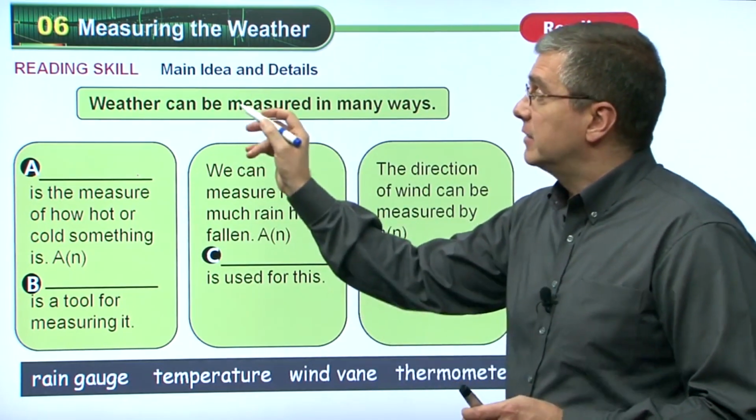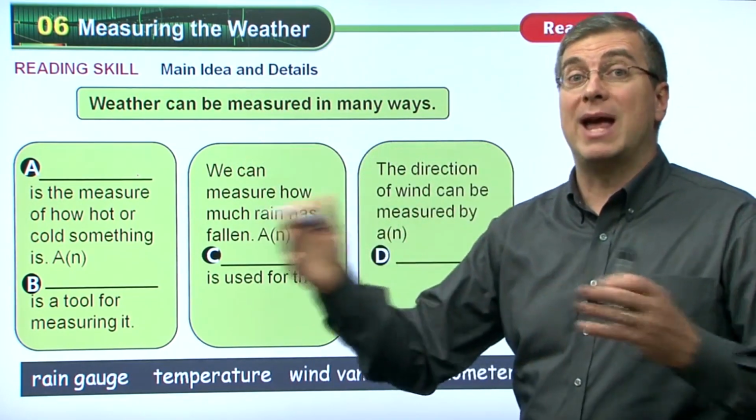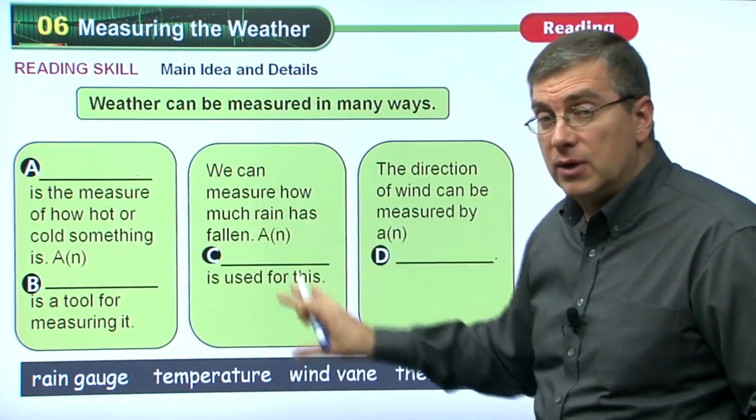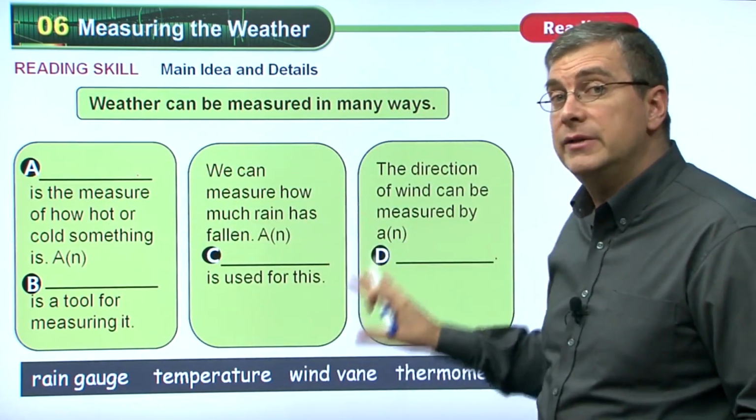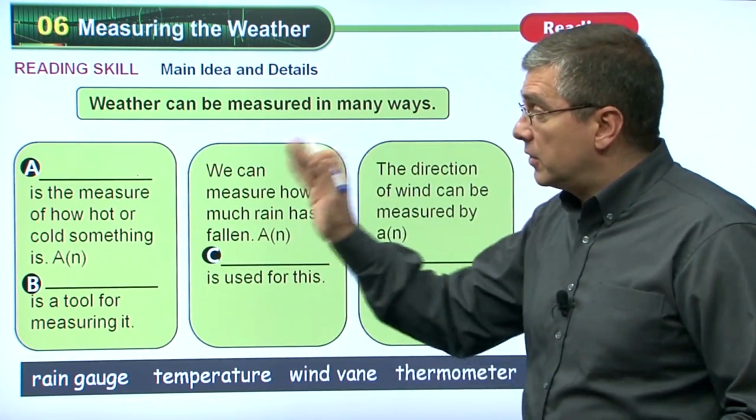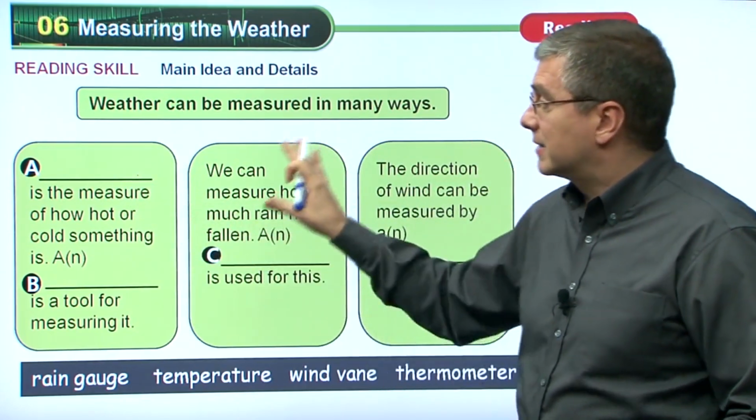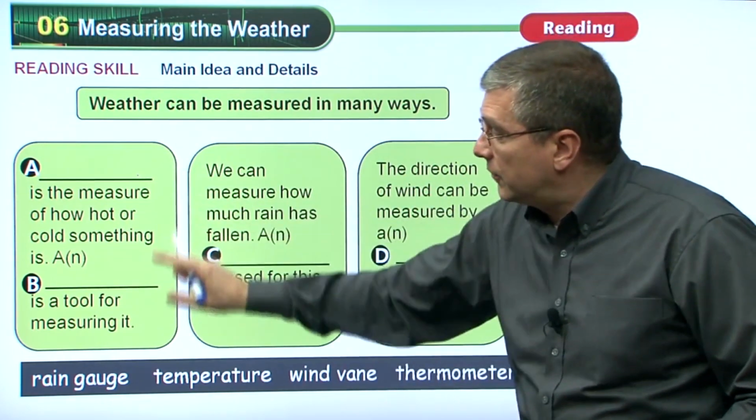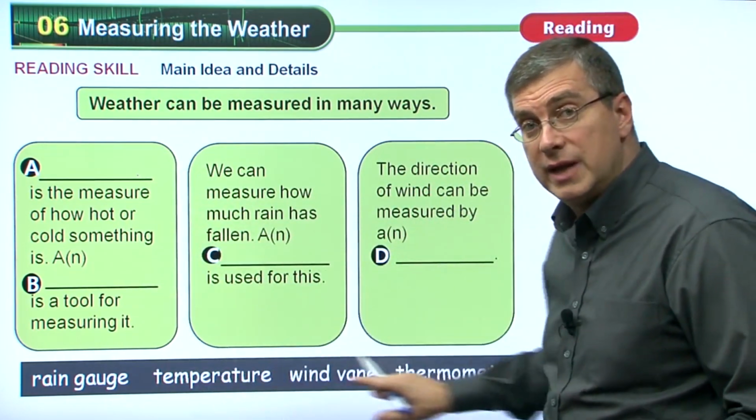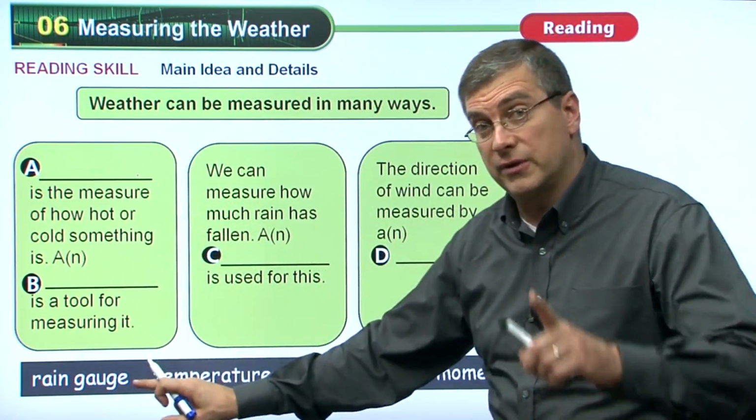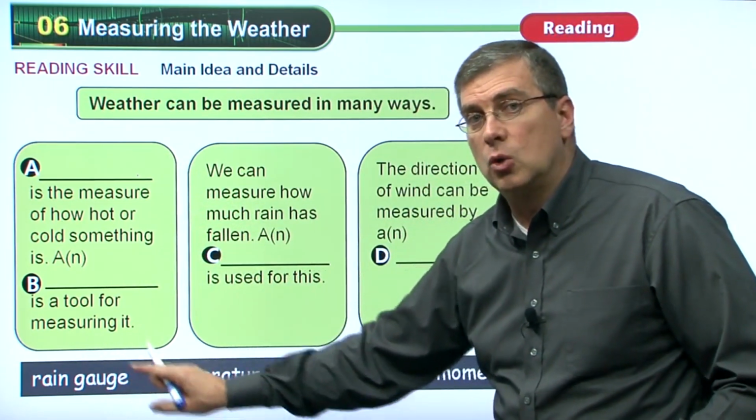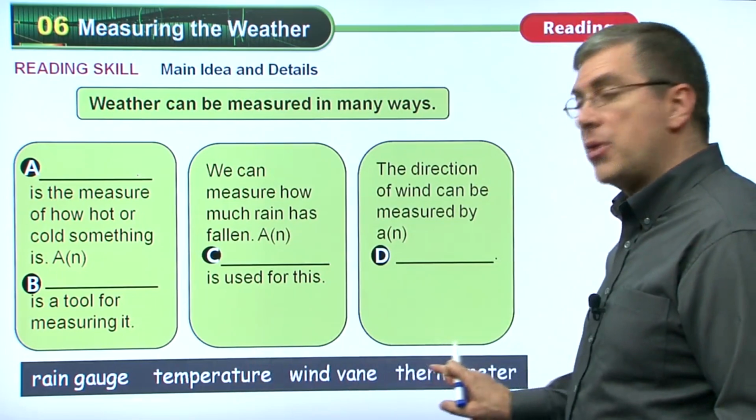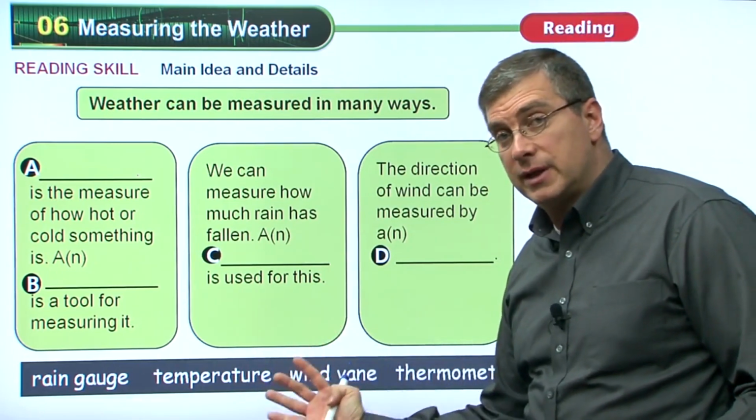So, our topic sentence: weather can be measured in many ways. There's many different ways. We can divide it into 3 different areas or 3 different ways that we're measuring the weather. First of all, we have the first way, the second way, and the third way. Remember, I showed you on the summary slide. We need to fill in the blanks here with these words at the bottom. First word or first phrase, rain gauge, temperature, wind vane, and thermometer. So we have 4 choices at the bottom.